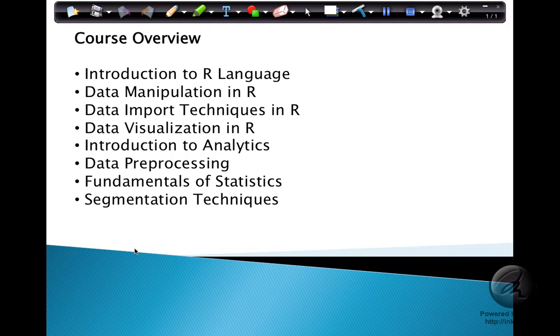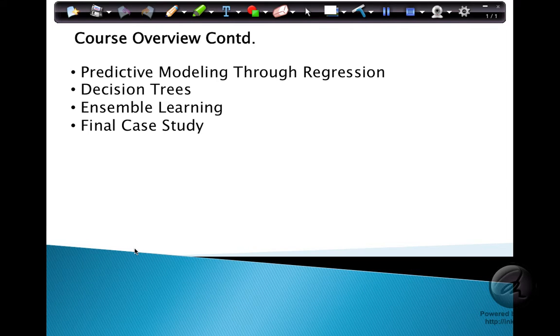Then we're going to touch upon segmentation techniques, which will have a few algorithms in it. Clustering algorithm, hierarchical clustering, k-means clustering, distance measuring methods, and stuff like that. Well, this course seems to be a bit much, right? Yeah, I can understand. Okay, so next thing we intend to cover is predictive modeling through regression.